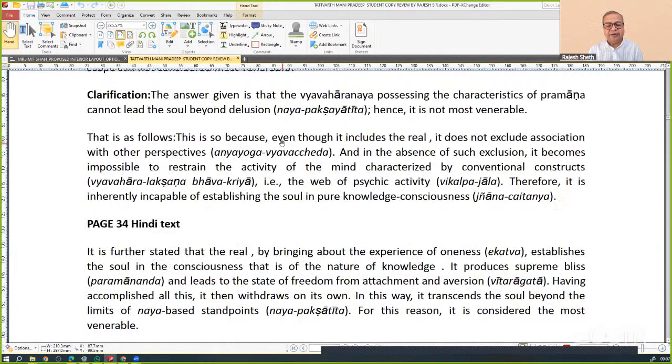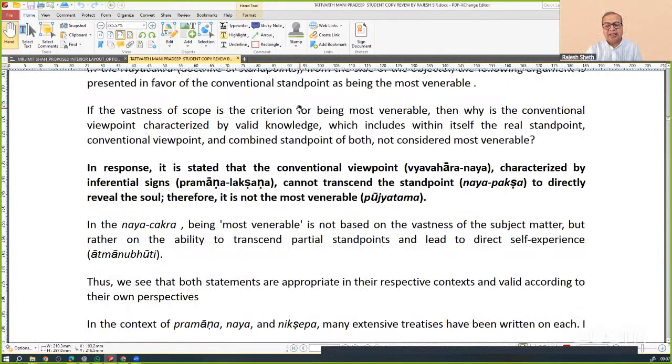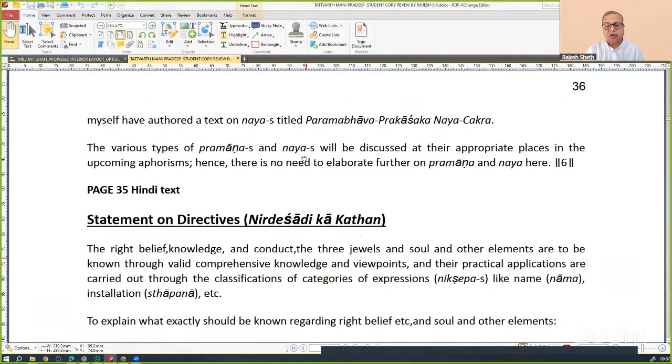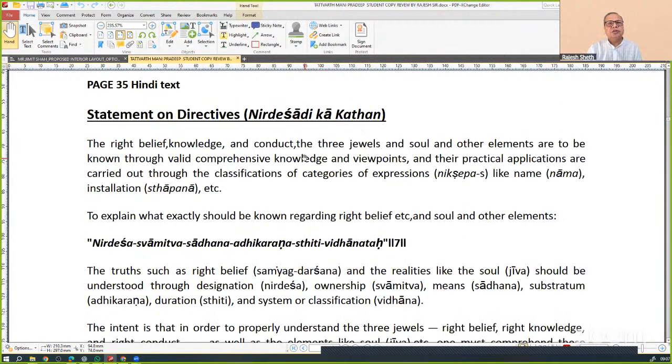Statements on directives, Nirdesh Adi Ka Kathan. So this is solution number 2. Solution number 1 was Praman and Nay. Solution number 2, statement on directives. So we will have 6 points in this.